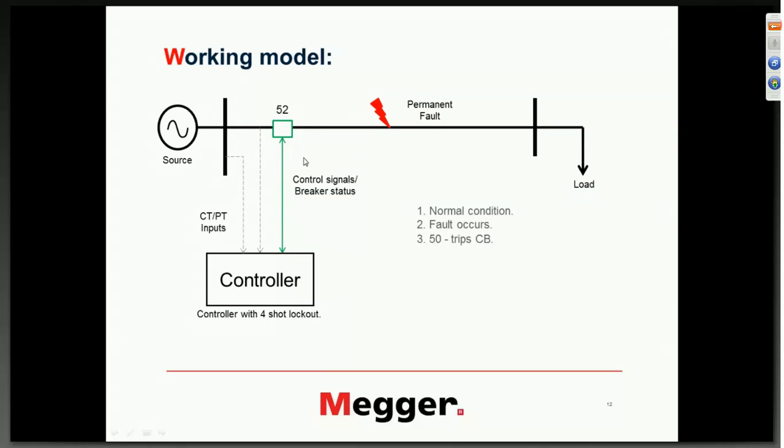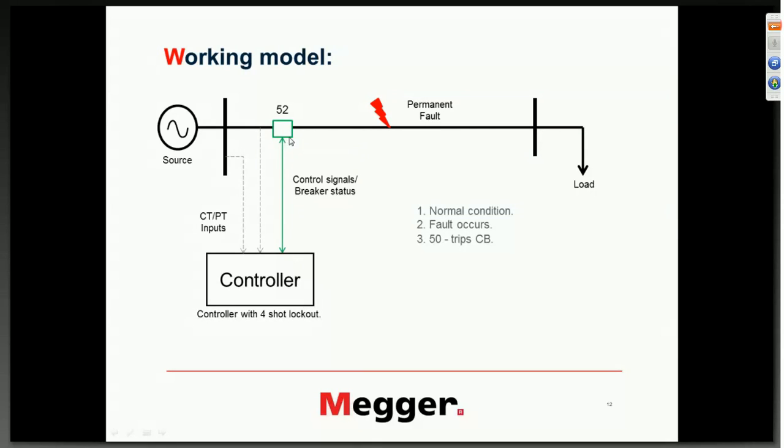Along the path of this presentation, we're going to talk about what happens in the circuit breaker, what happens in the controller or the relay, and everything. So for now, the controller sends a trip signal into the circuit breaker, into the auxiliary circuit of the circuit breaker, and it trips the circuit breaker.